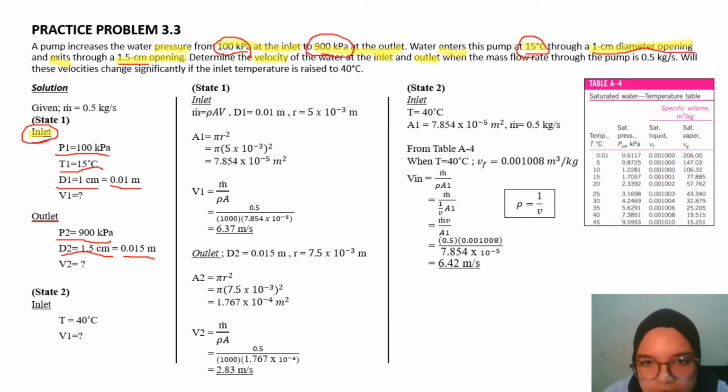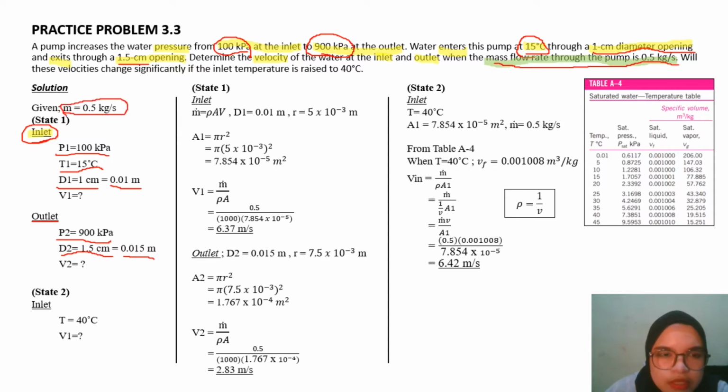So proceeding, the question is to determine the velocity of the water at the inlet and outlet when the mass flow rate through the pump is 0.5 kilogram per second. This is another piece of information, the mass flow rate through the pump is 0.5 kilogram per second, which I put here as m with a dot above it. Can you see here, m has the dot above it.